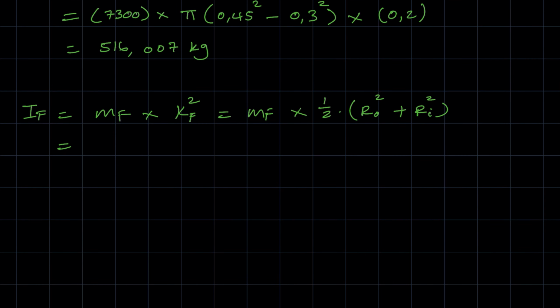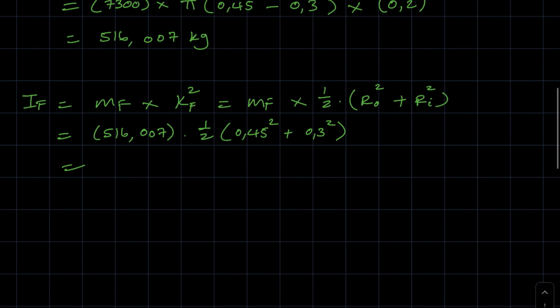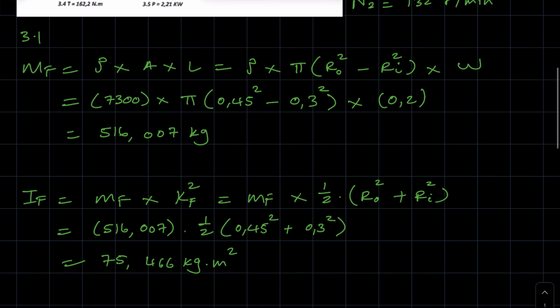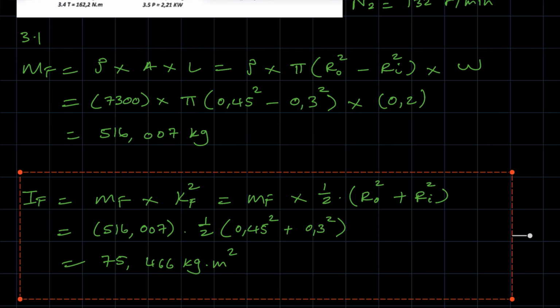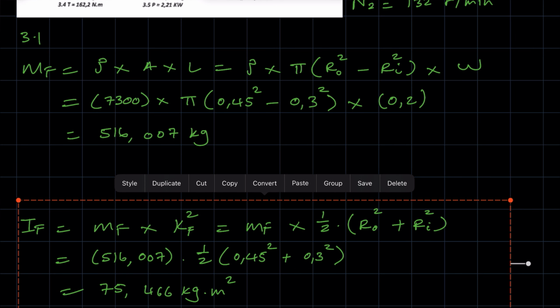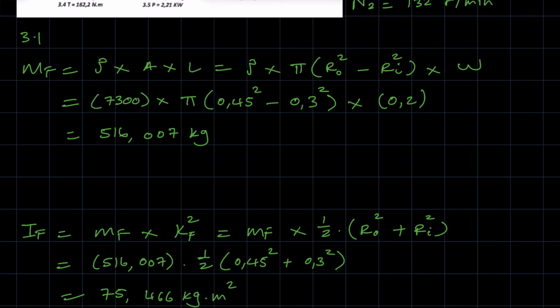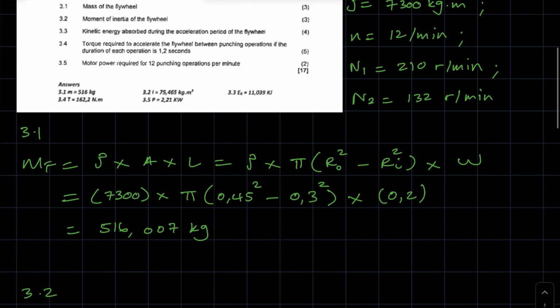Now we substitute. So this is 516.007 times half into the outside radius 0.45 squared plus 0.3 squared. Now if you punch this in the calculators, we are going to get 75.466 kilogram meter squared. This is 3.2. Now let's look at 3.3.